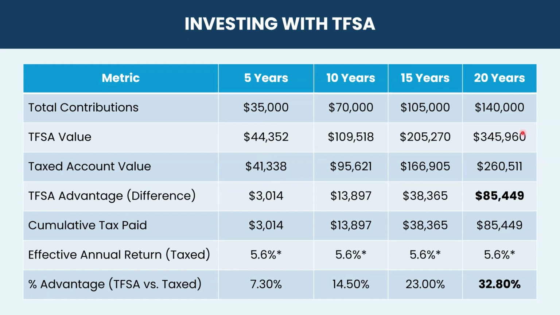Let's speed up to year 20. And I've contributed the same 7K for 20 years. That'll be $140,000. And it has been growing at 8%. The final value I would have is $345,000 plus. But if I had left it in a savings account, it will be $260,000. What's the difference? $85,000. That's a whole lot of money.